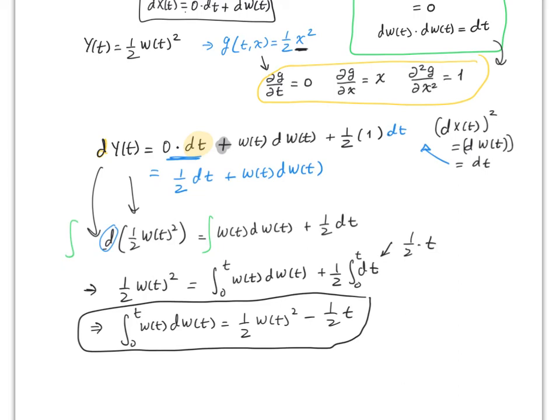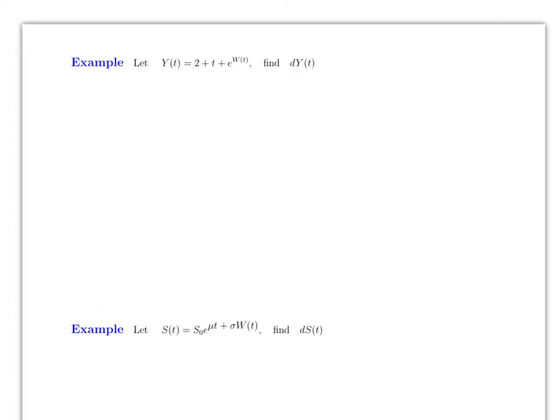Again, this is very, very important, so take a close look at this, stop the video and really check this. We're going to do 2 more examples on this, but this is very important so you can see that you get the exact same answer using just Ito's formula instead of going through the definition of the Ito integral. All right, let's try one more example.